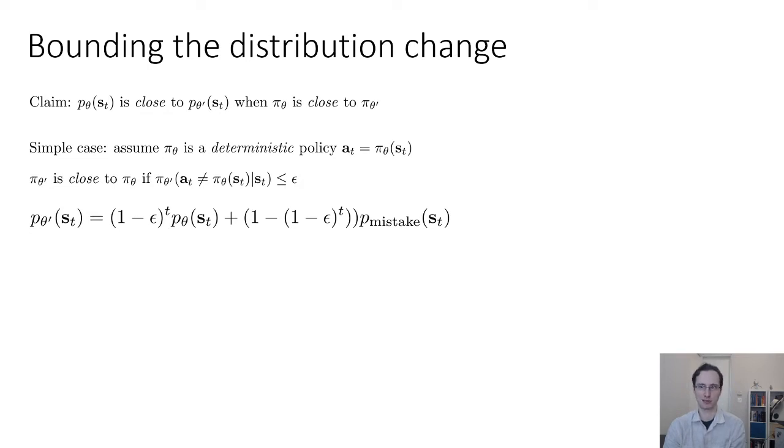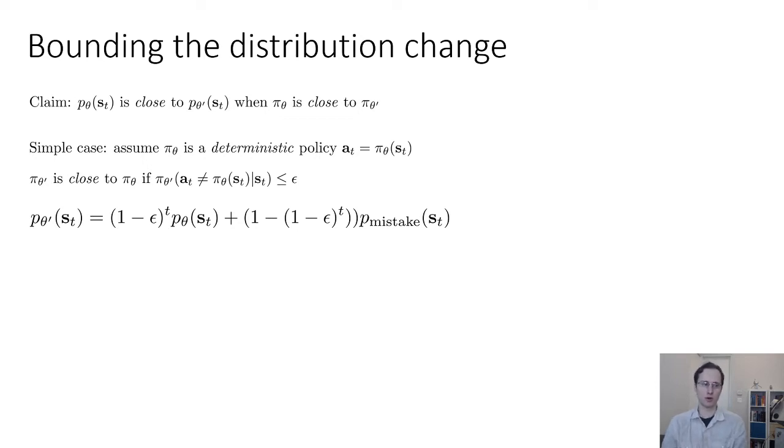It's 1 minus (1 minus epsilon) to the t, and it multiplies some other state distribution, which we're going to assume that we don't know anything about. So we're going to call it p mistake. This is the distribution over states you get if you made at least one mistake, and we're going to assume that we don't know anything about it. So it could be like that tightrope walker from the imitation learning lecture at the beginning of class, where if you fall off the tightrope, you can never recover and you're in some completely different place.